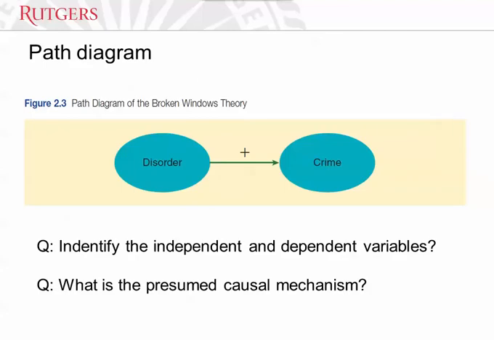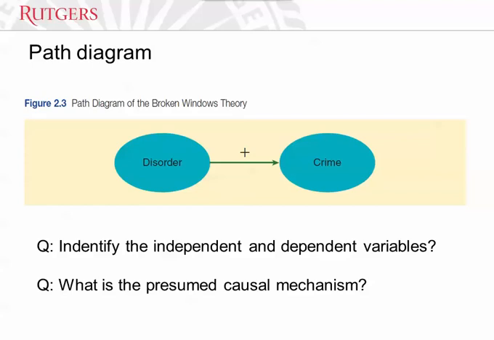So let's look at an example from the book, The Broken Windows Theory. As we mentioned already, disorder is the presumed cause, and crime is the presumed effect or outcome.